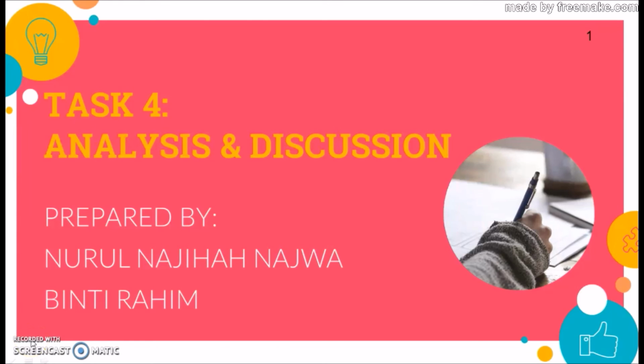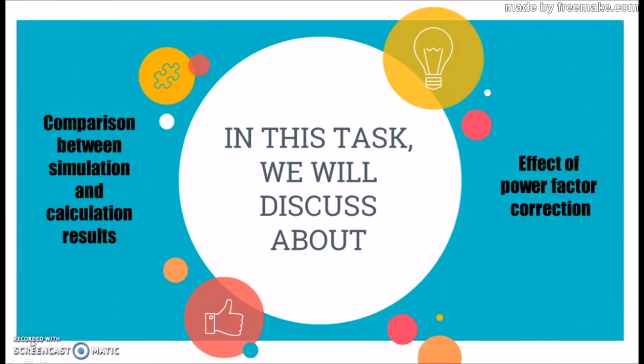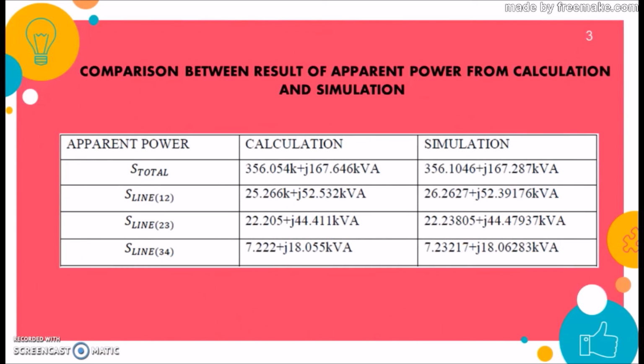Moving on, we will proceed to task 4, which is analysis and discussion. First of all, my name is Nurul Najah Najwa binti Rahim, and I am from Group 10 of PBL Assignment Network Analysis. In this task, we will be discussing the comparison between simulation and calculation results, and also the effect of power factor correction. As you can see here, we have a table of comparison between the apparent power results from calculation and simulation.